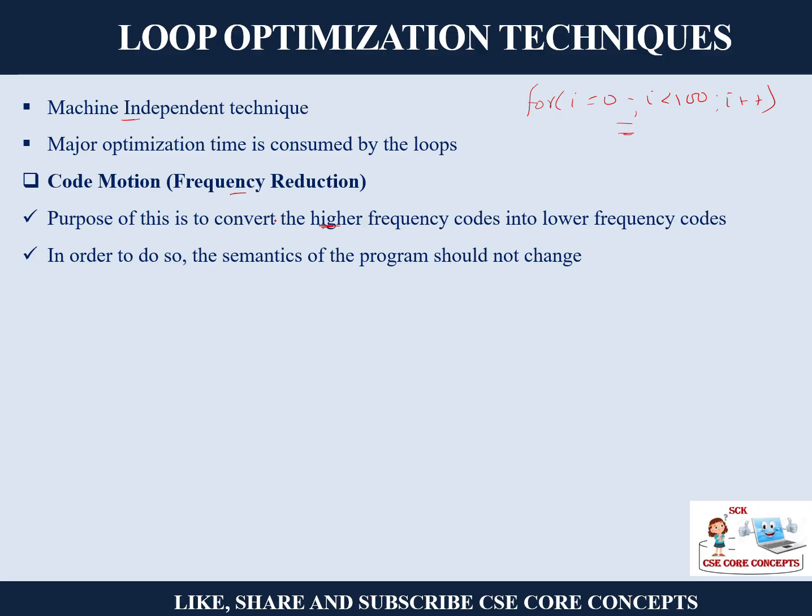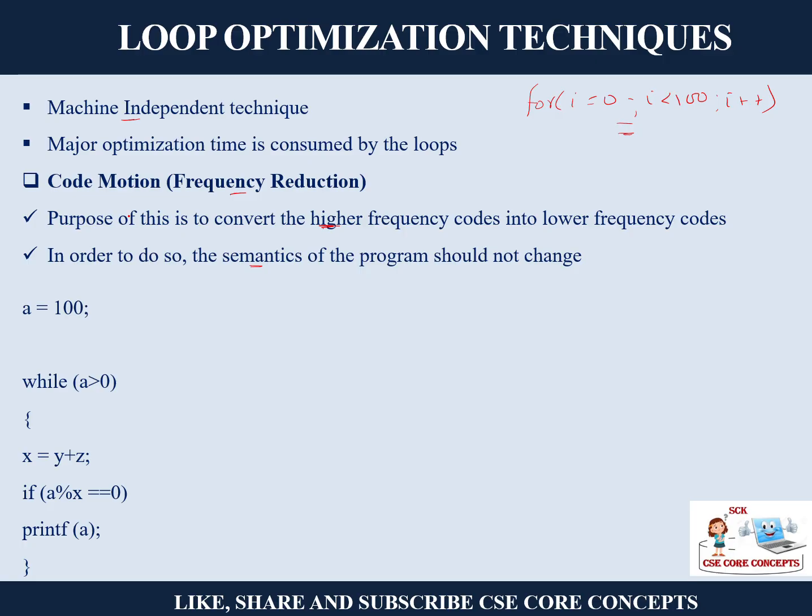But one thing has to be taken care of here: the semantics of the program should not change. That is, the meaning or the purpose of what the loop was doing should not change in order to optimize it. Let us take one example.